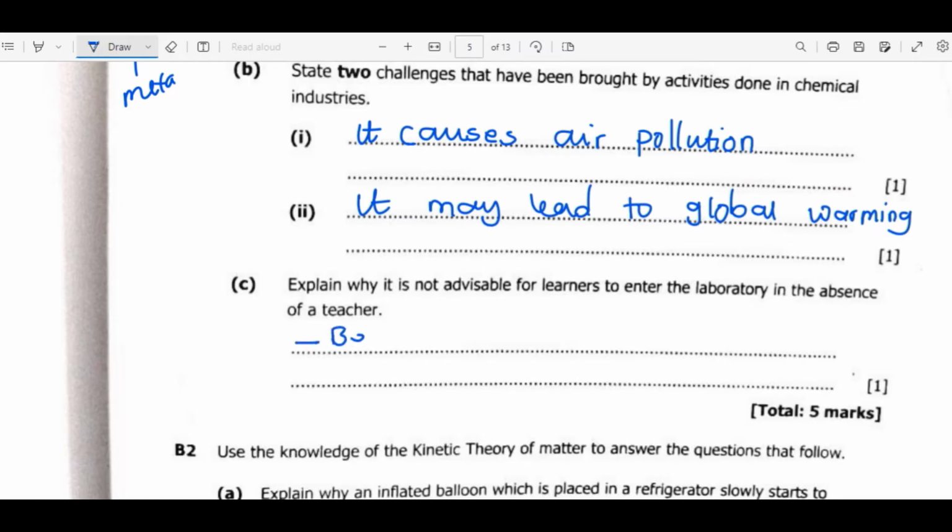So we can say because it can result in fatal accidents.